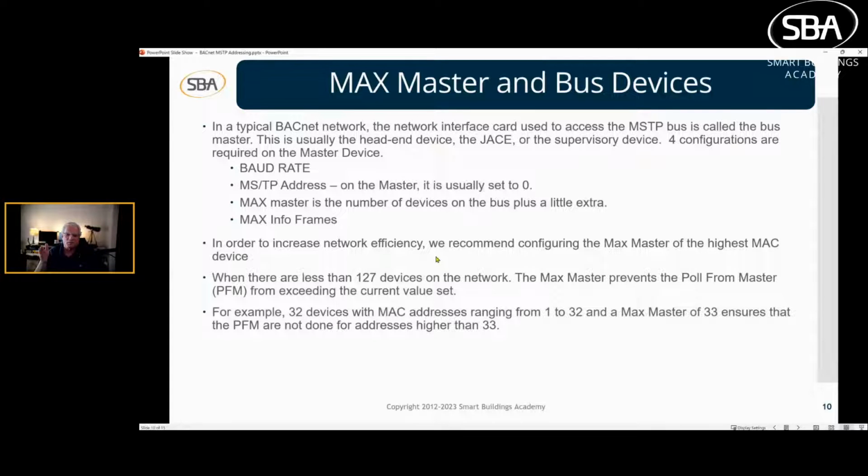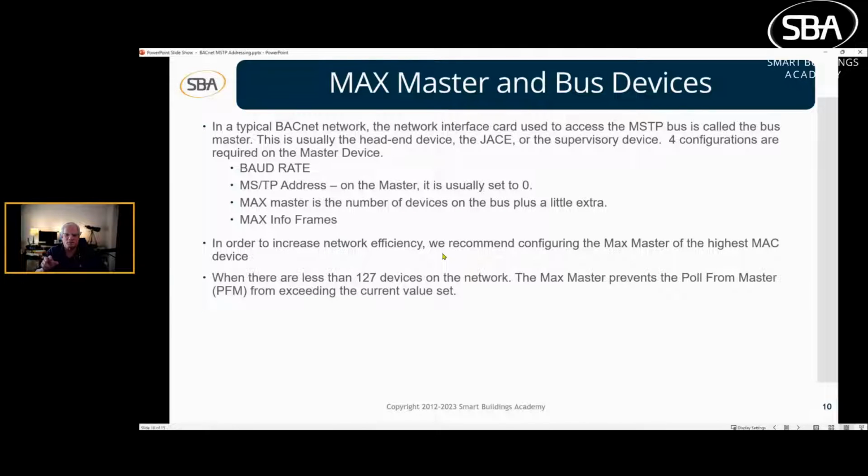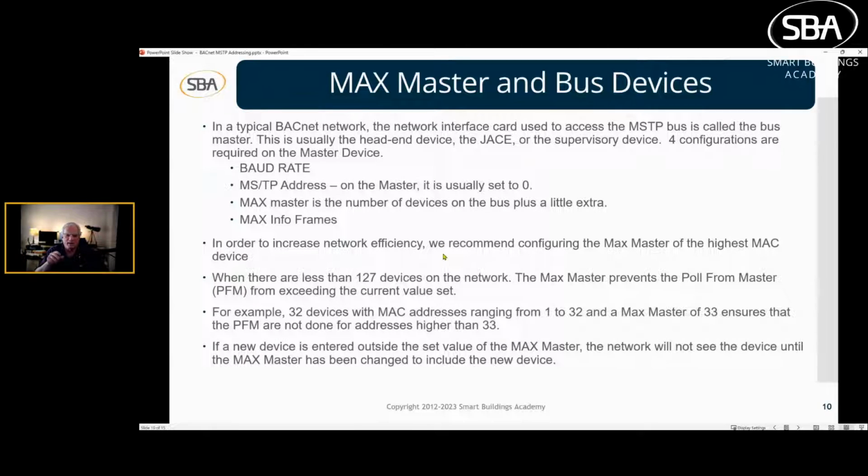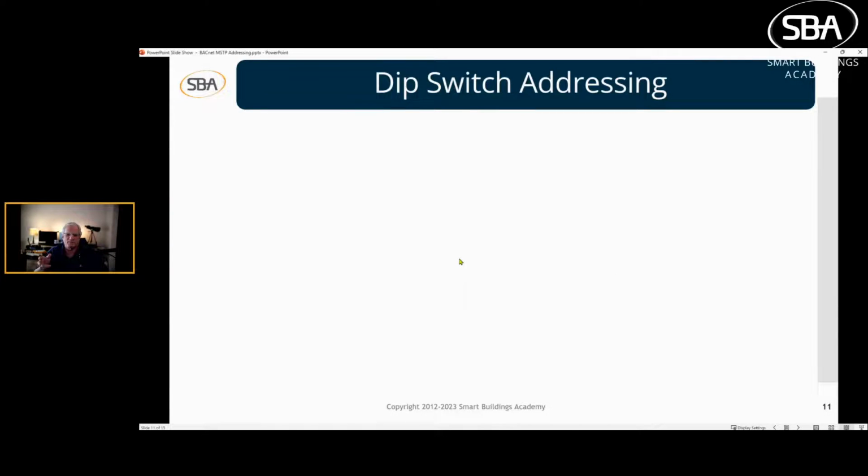The default value is 127. Get rid of that and put in the actual number of devices plus a margin for buffer, because the next guy that comes along isn't necessarily going to look at his max master assignments and just slap a new device on there and hope the network picks it up. So leave the next guy a little buffer space. If a new device is entered outside the value of the max master, the network will not see the device until the max masters have been changed to include the new device. That's why you give yourself a buffer space.